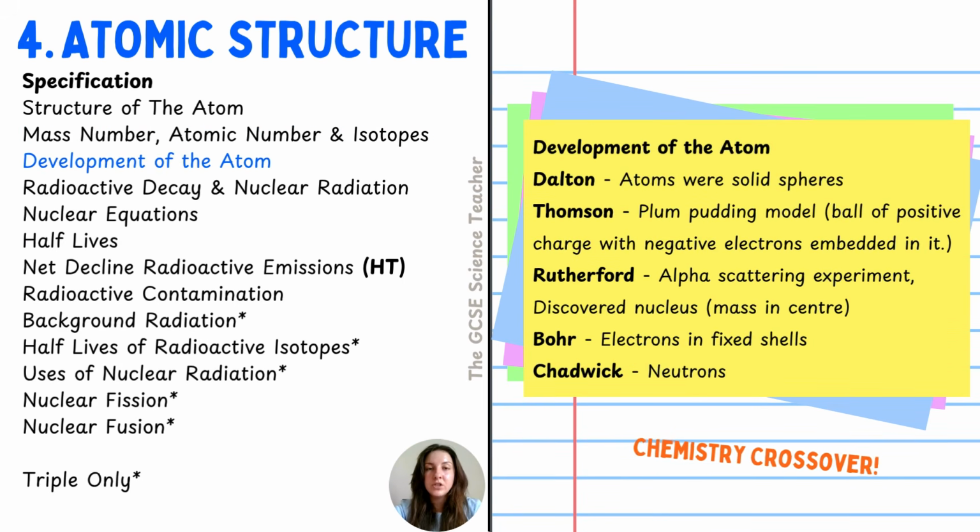The atomic model has changed over time. Dalton thought that atoms were solid spheres. Thomson thought that the atom was like a plum pudding, or the plum pudding model, so a ball of positive charge with negative electrons embedded within it. Rutherford did an alpha scattering experiment and discovered the nucleus, where most of the mass is found in the center. Bohr discovered electrons in fixed shells, and Chadwick discovered the neutron.